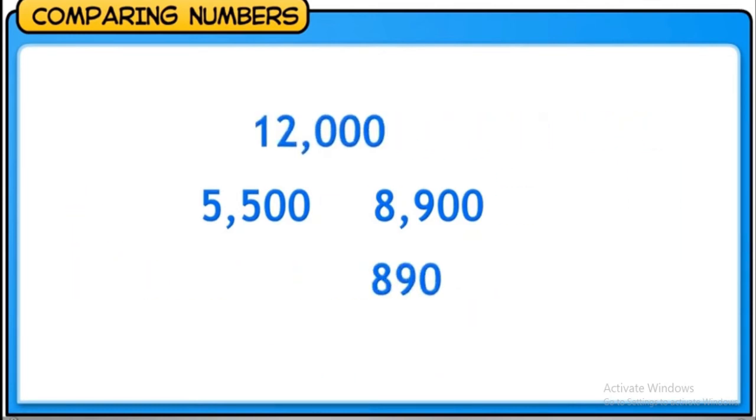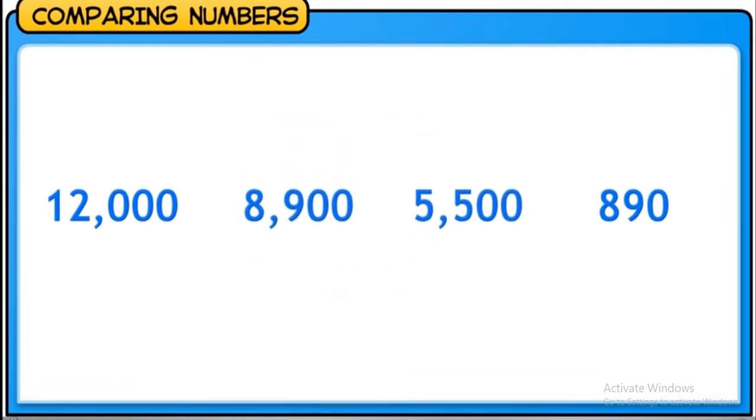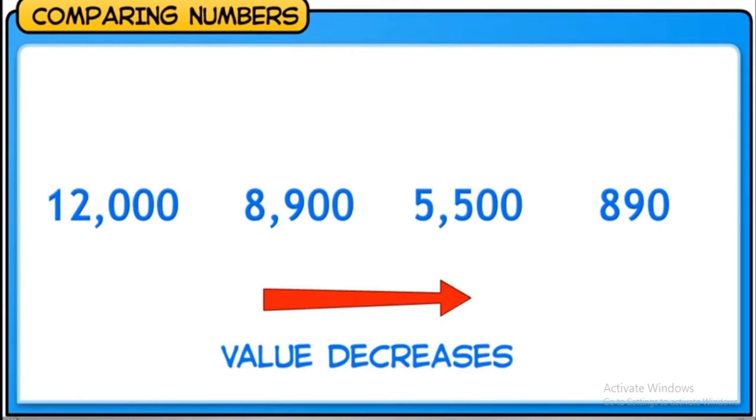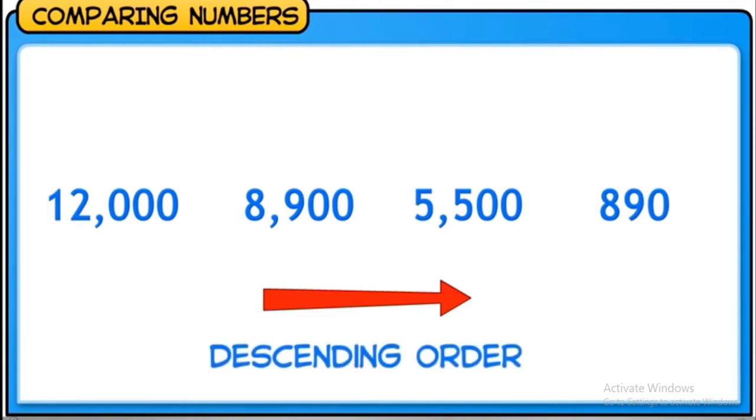Let us change the order of numbers. Observe the numbers now. How are they arranged? Now, the numbers are arranged from the biggest number to the smallest number. Arranging the given numbers from the biggest number to the smallest number is called arranging the numbers in descending order.